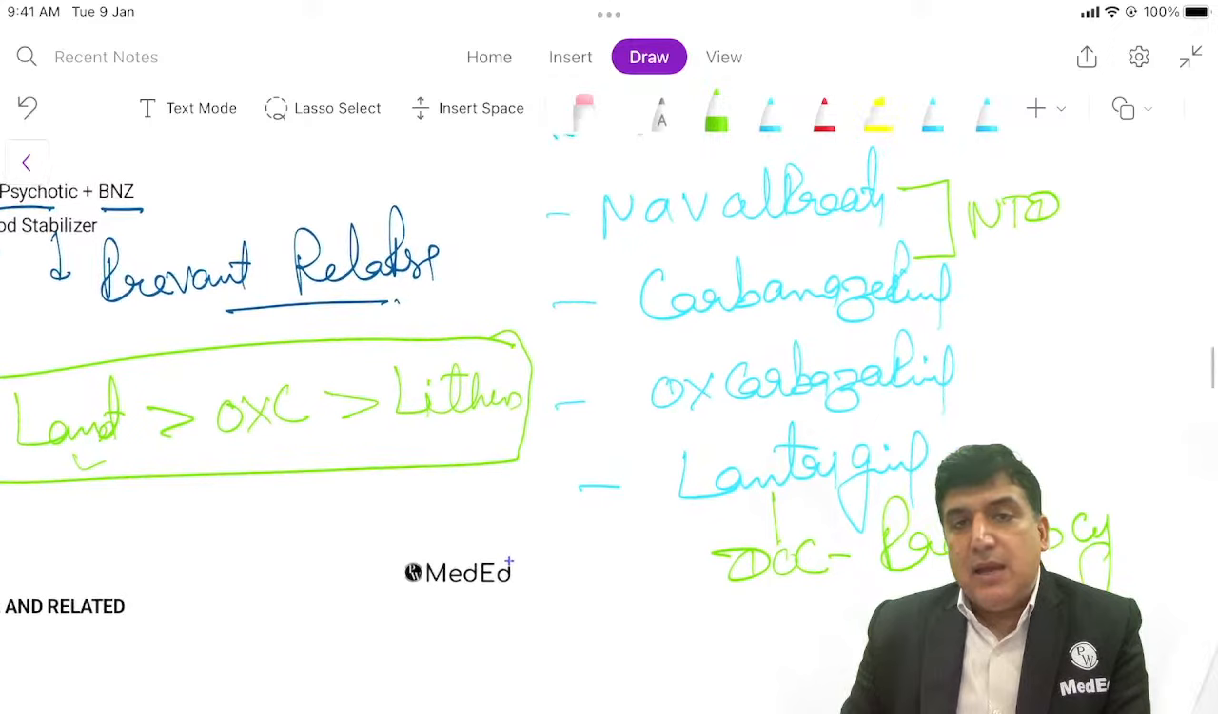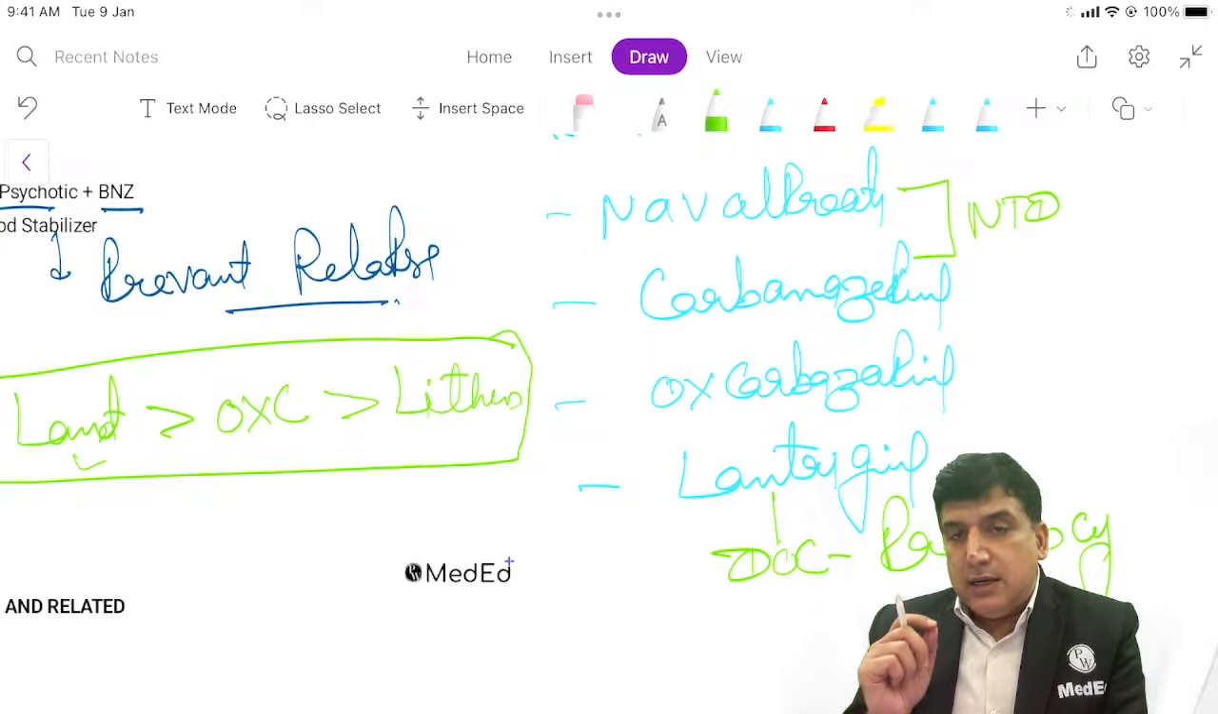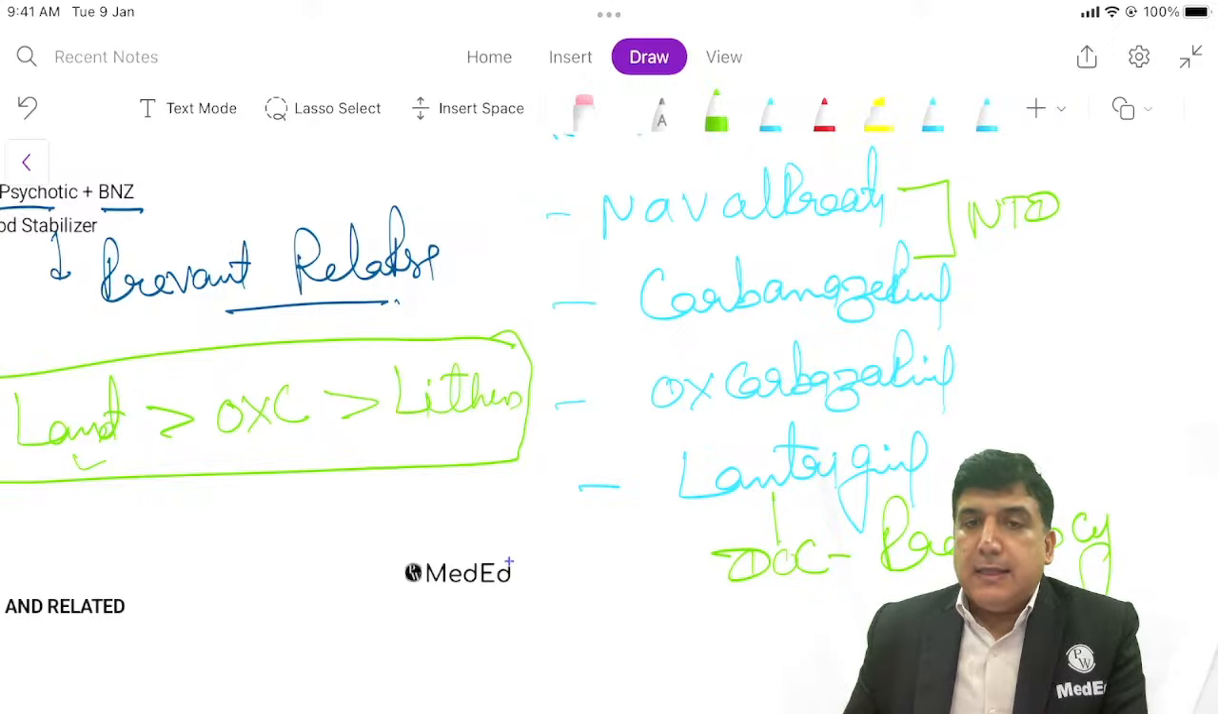Why? Although lithium causes Ebstein anomaly, the rate of Ebstein anomaly caused by lithium is far, far lesser compared to the neural tube defect caused by sodium valproate and carbamazepine. So that you have to remember.